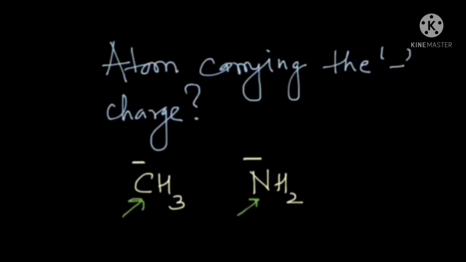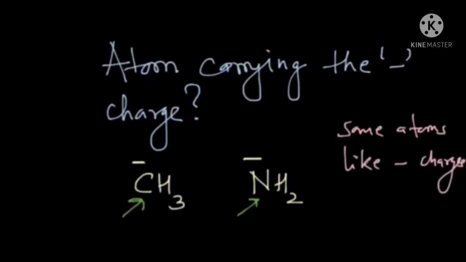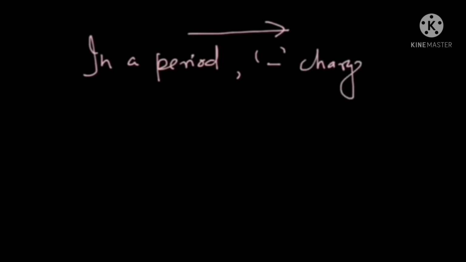This atom carrying the negative charge plays an important role in deciding the strength of the acid or base. Let's see how. Some of these atoms like negative charges, and some of these atoms hate it. So the rule is, in a period, that is from left to right, negative charge becomes more stable.